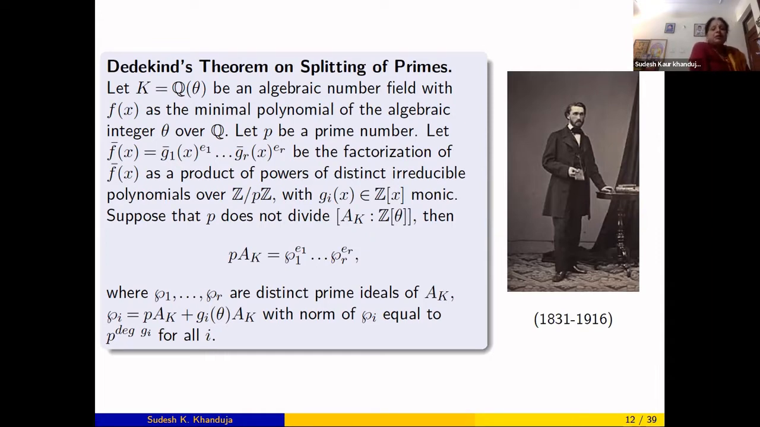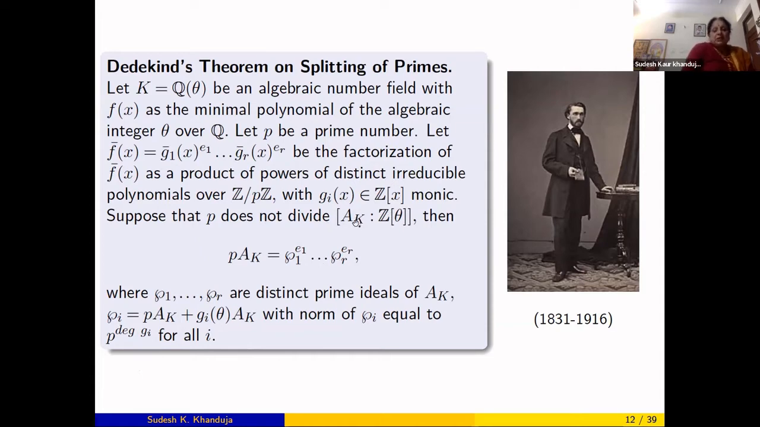But I always thought maybe this beautiful result, that pA_K equals this much, where r is this number, and the P_i are generated like this, and the norm of P_i equals this, maybe all these things hold with a weaker hypothesis than Dedekind took. Dedekind took the hypothesis that p does not divide the index of the subgroup Z[θ].